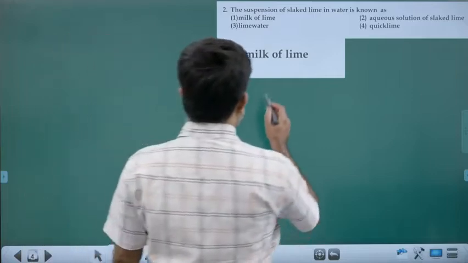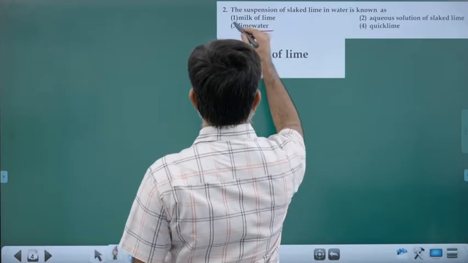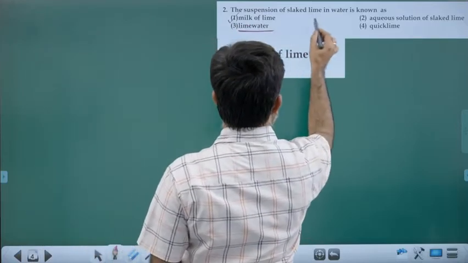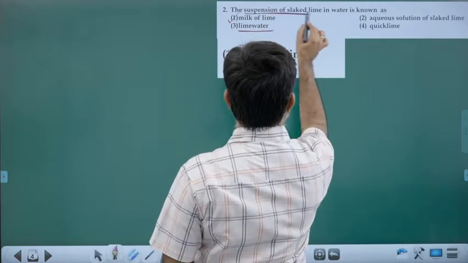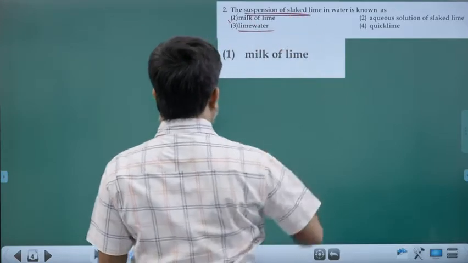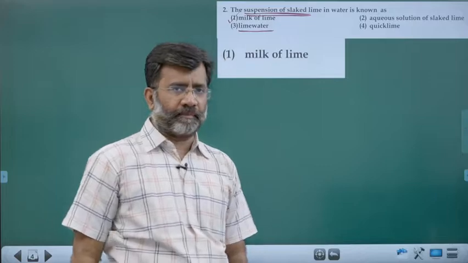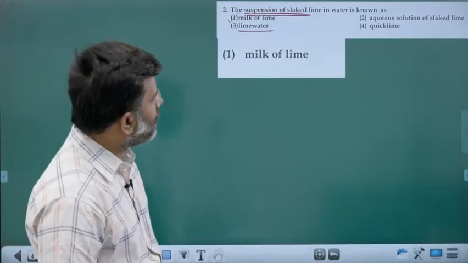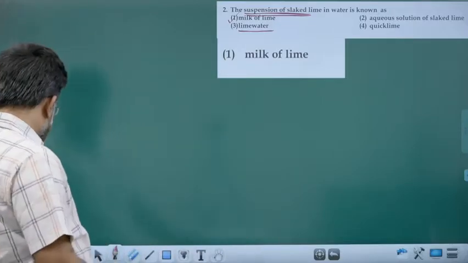While a clear solution will be called a lime water and a turbid solution, that is a suspension, will be called milk of lime. Milk of lime. Next one.